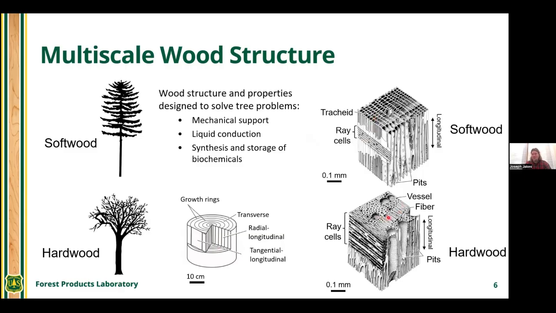In hardwood, there's two different types of cells. There's the vessel cell, which has a larger opening and is primarily responsible for liquid conduction of water from the roots to the shoots. And then the fiber cells, they're smaller and have smaller lumina. Those are primarily designed to help with mechanical support. And then both types would have these ray cells that run from the pith out to the bark.